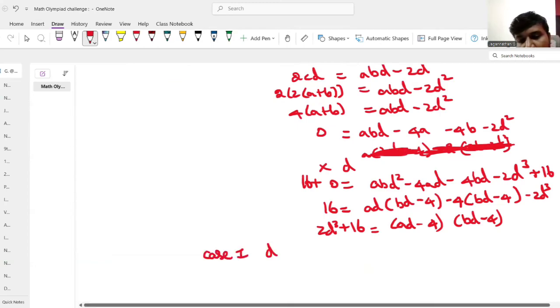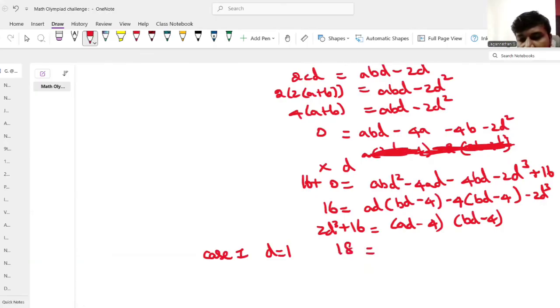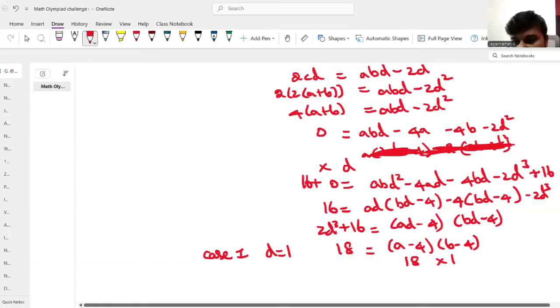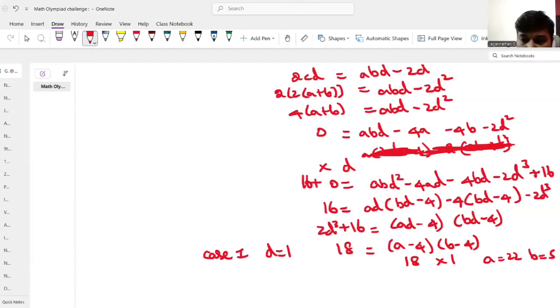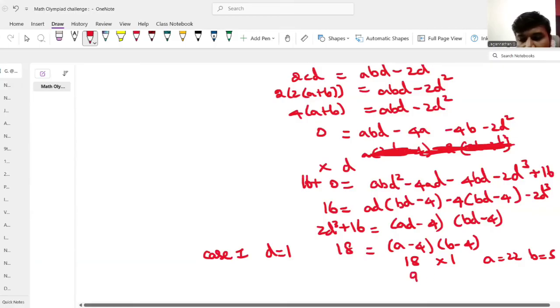Case 1, if D equal to 1, I'll get 2 into 1 cube, 2 plus 16, 18. And here it will become A minus 4 into B minus 4. You can start writing the possibilities of A minus 4 and B minus 4 making 18. Suppose I start with 18 into 1. This will give me A being 22 and B being 5. Or I can write 9 into 2, remembering the condition that A should be greater than or equal to B. Then A will become 13 and B will become 6.